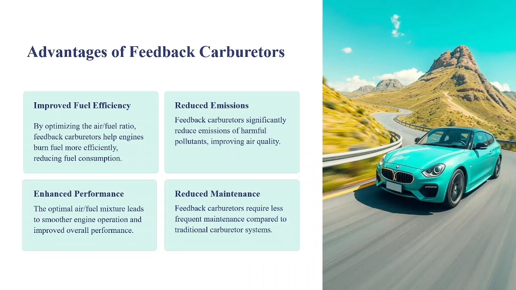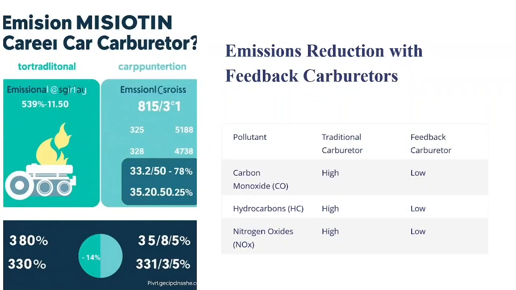The feedback carburetor requires less frequent maintenance compared to the traditional carburetor system. The continuous feedback loop detects and adjusts for changes in engine operating conditions, which reduces the risk of engine damage from an incorrect air fuel ratio. Then next one is emission reduction with the feedback carburetor. As compared to the traditional carburetor, the emission reduction is less as compared to the traditional carburetor.